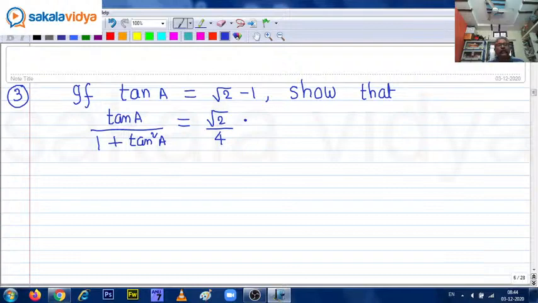Just substitute root 2 minus 1. That's all. And simplification you need to do.